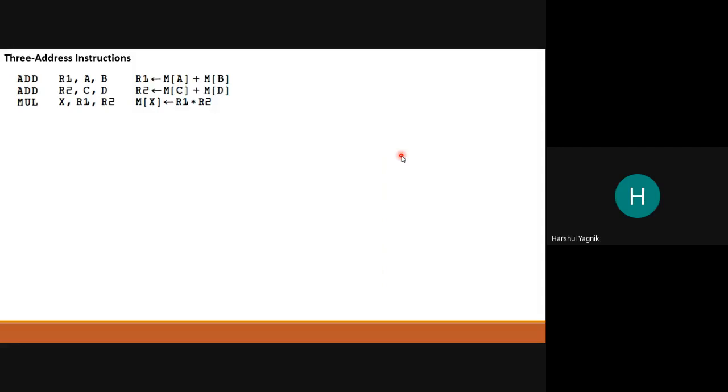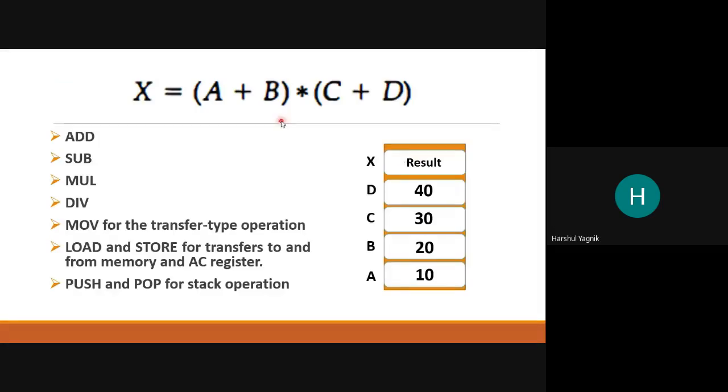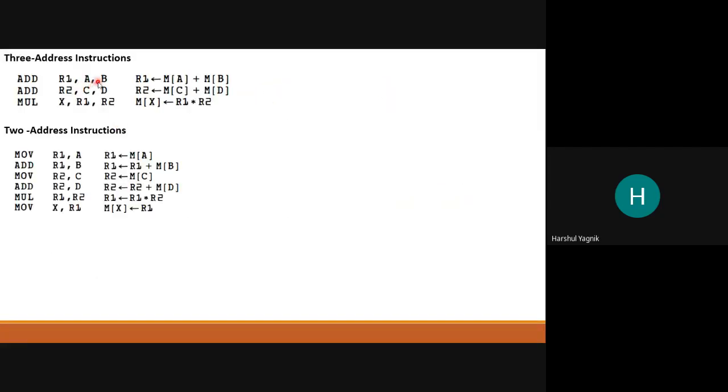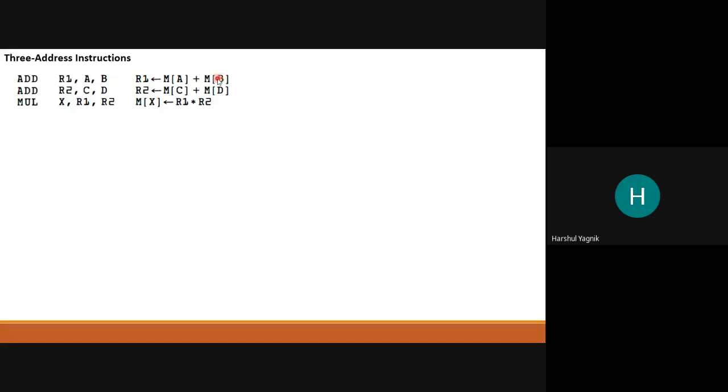So, if we need to use 3 address instructions, how do we do it? What do we first need to do? A and B addition. The result is stored in R1. Its meaning is written over here: addition and result is stored in R1. R1 we can use as an internal register of the CPU for storing temporary data.